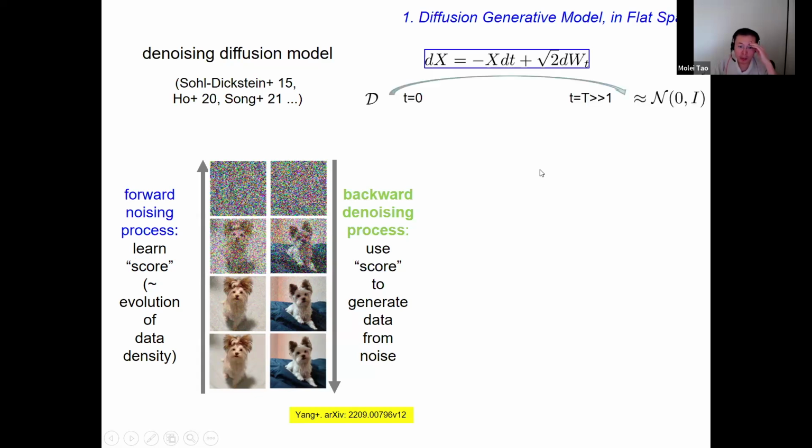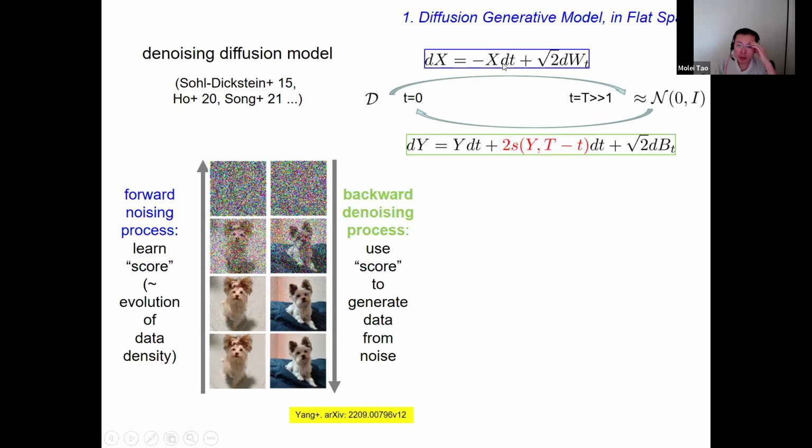Mathematically, it's actually simpler than the illustration. So you start with your data distribution D, you run some simple dynamics, for example, Ornstein-Uhlenbeck. As time goes to infinity, everything is pushed forward to Gaussian. And then you try to invert the time of this process. You start your initial condition, for example, approximately from Gaussian.